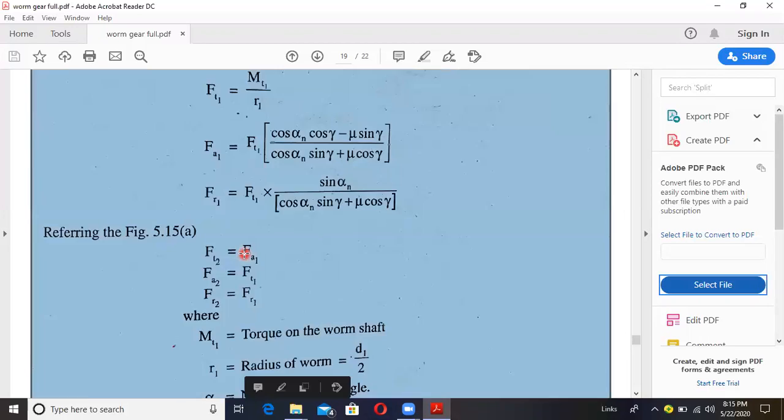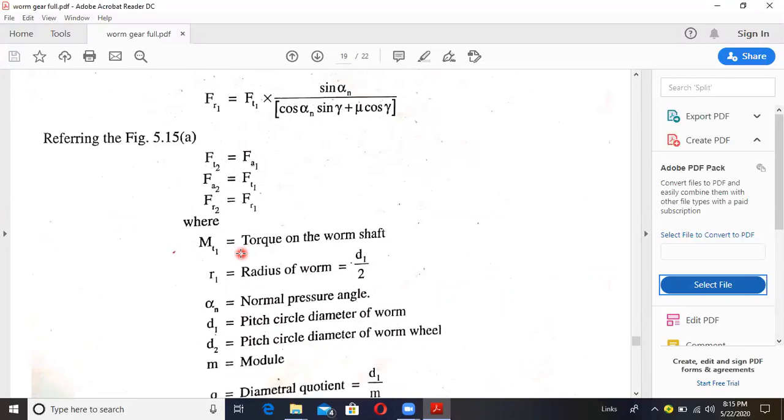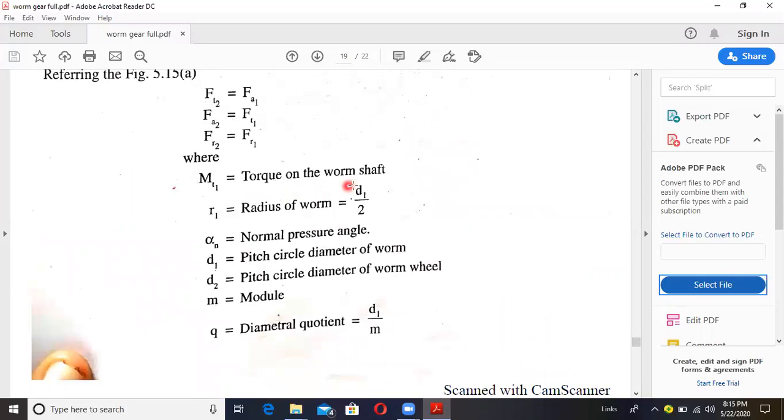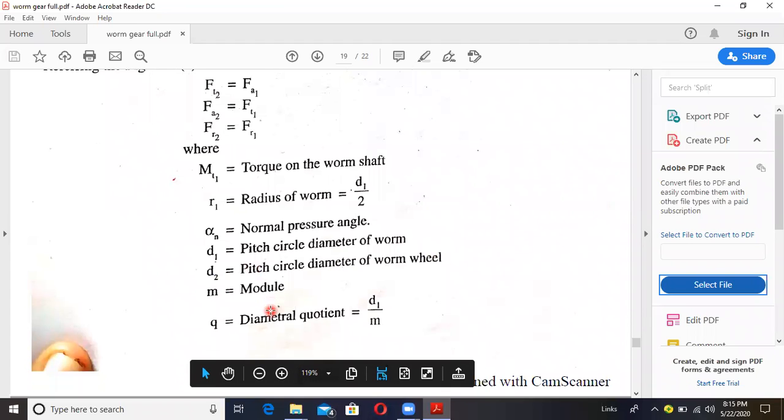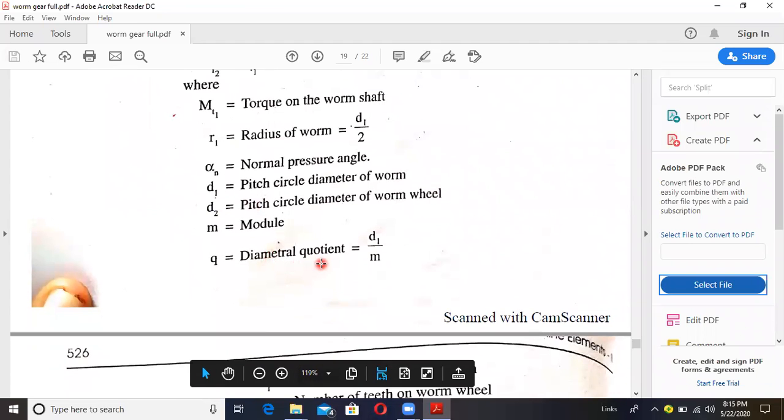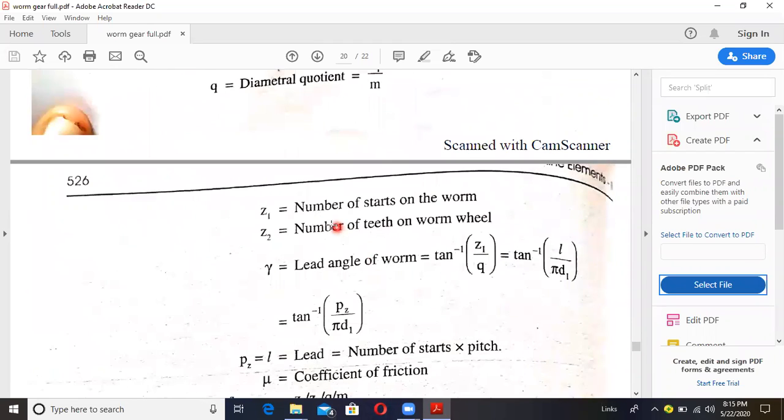Here again we will see some of the notations, where Mt is nothing but the torque on the worm, R1 is the radius of the worm, alpha is equal to the pressure angle, D1 is the pitch circle diameter of the worm, D2 is the pitch circle diameter of the worm wheel, M is the module, Q is equal to the diametrical quotient that can be calculated by using the formula D1 by M, and Z1 is the number of starts on the worm, already you know. Z2 is the number of teeth on the worm wheel, and gamma is the lead angle that can be calculated by using these formulas.